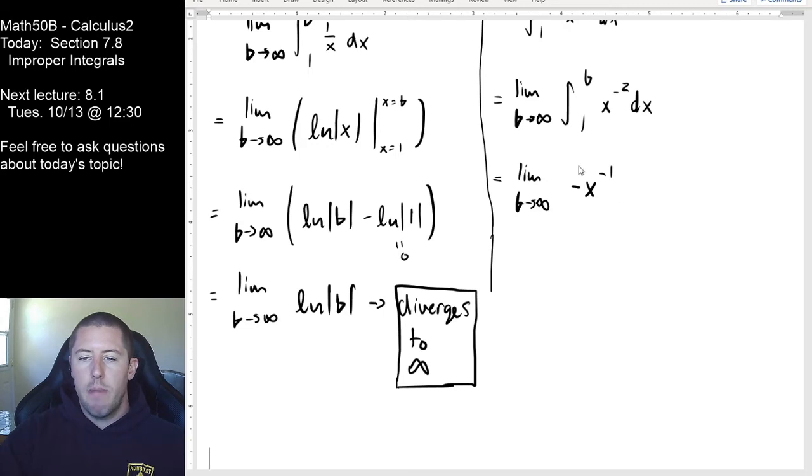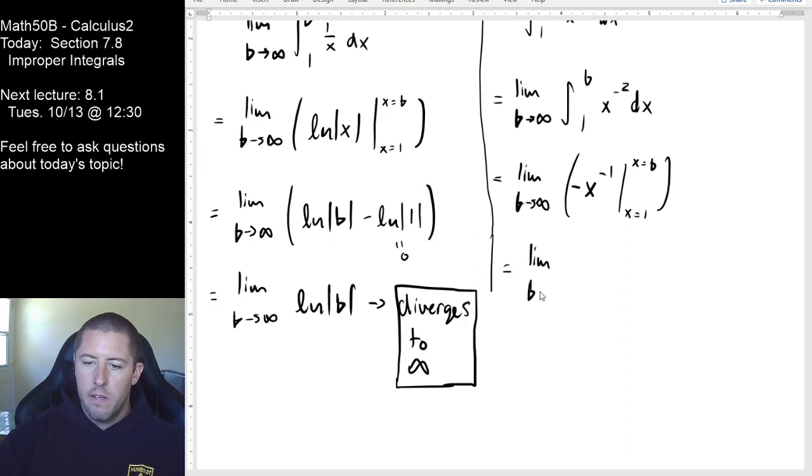So it looks like this is my antiderivative. If I take the derivative, negative 1 times negative 1 is positive 1, same coefficient. Subtract 1 from the power when you take a derivative, I get that power at negative 2. So it looks like we have our antiderivative, and we're going to evaluate this from x equals 1 to x equals b. And when I do this, it looks like I'm getting negative 1 over b minus negative 1 over 1.